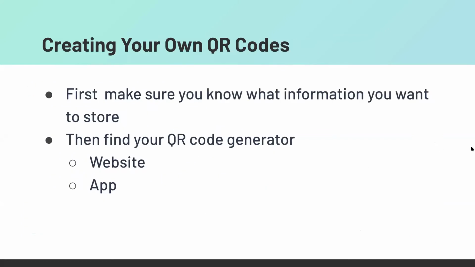Next, you also have the possibility to create your own QR codes. There are a few things that you need to do before you start creating them. First, make sure you know what information you want to store on it, whether it's a URL, an address, or any of those things that I mentioned at the beginning. You can then find your QR code generator that suits you best. There are both websites and apps. I've already mentioned a few of the apps, and soon I will be mentioning some of the websites.